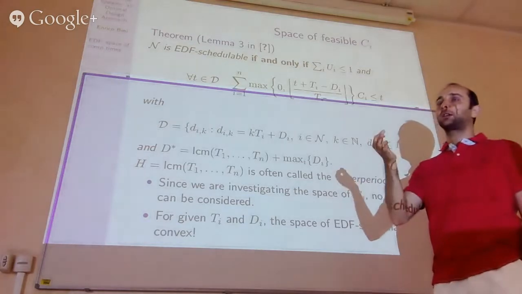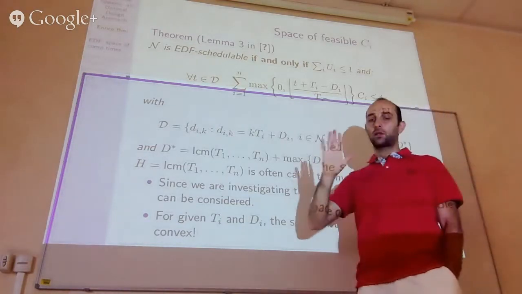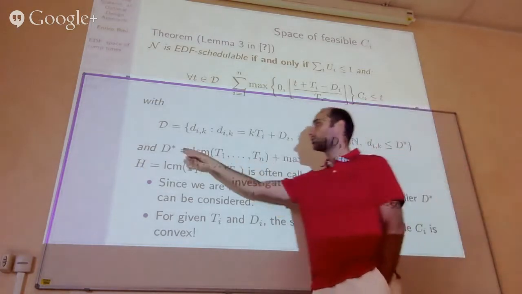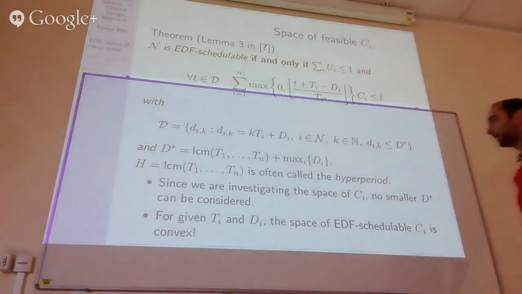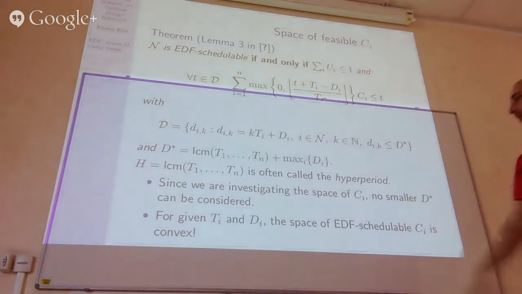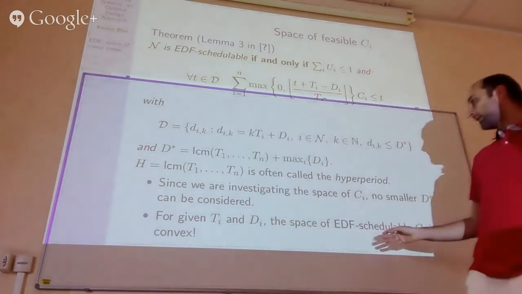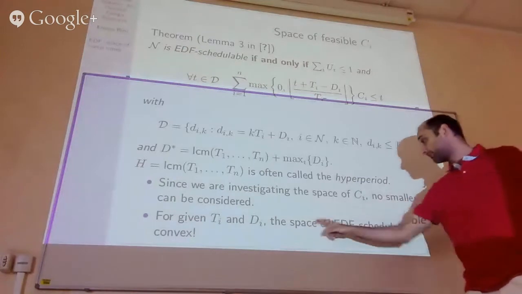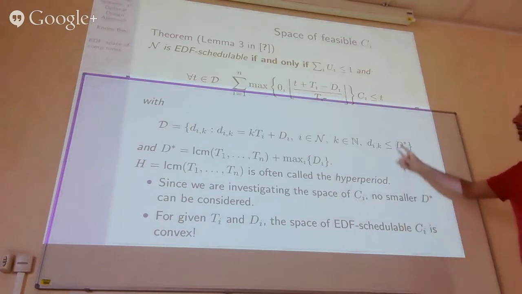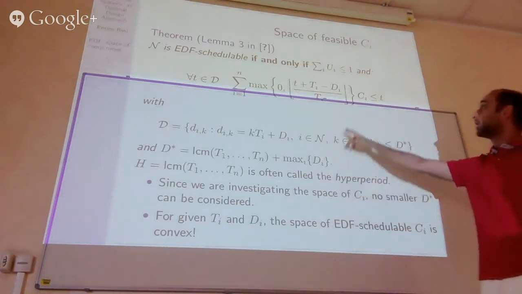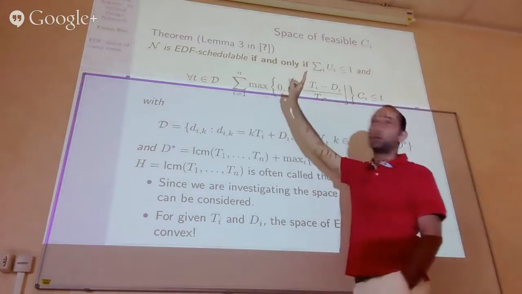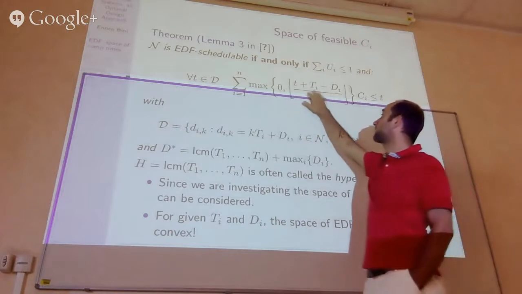If we are changing the computation times, then we cannot exploit the upper bound in the DBF to compute a shorter t star, so we have to play with the larger t star, the bigger the period. For given Ti and Di, what we can observe is that the space of EDF schedulable computation times is convex. Why is it convex? It is convex because it is the intersection of half spaces.